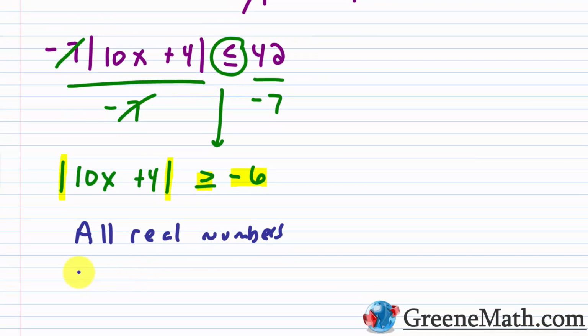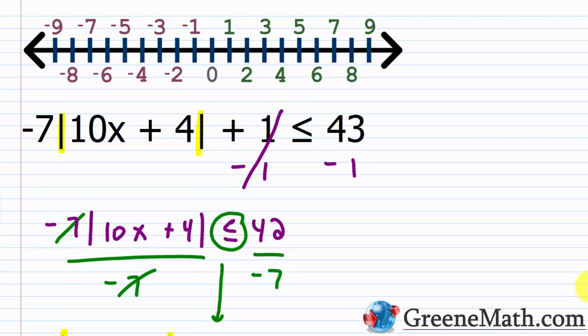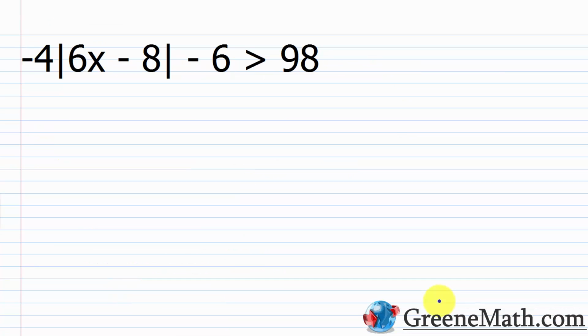In interval notation, you can put from -infinity to +infinity. And if you wanted to show this on a number line, you could basically just shade the entire number line. Okay? This would be your graphical solution. Just shade the entire thing. All right, let's take a look at another one.